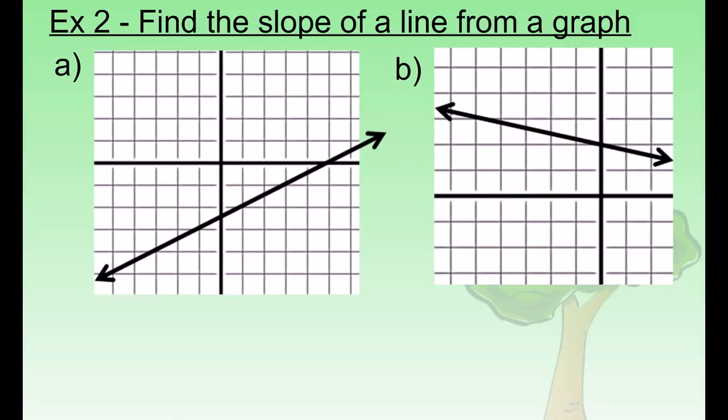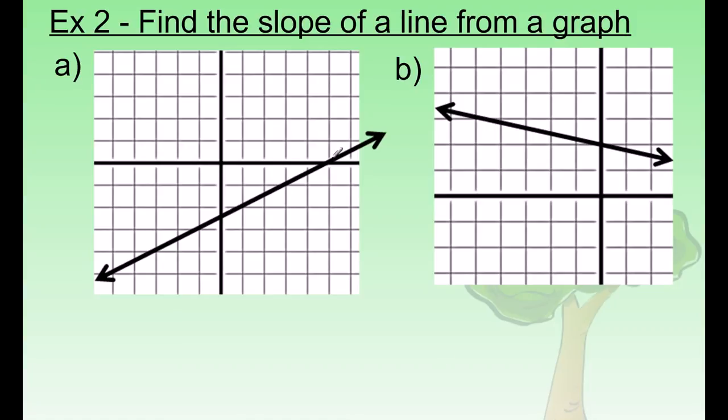Example B. Now we're looking at how you find the slope of a line from a graph. Well, there's actually two ways we can do this. One way is easy. One way is harder. I'm not going to call it hard, it's just harder. The harder way is using the formula we just did. So let's do the harder way first.